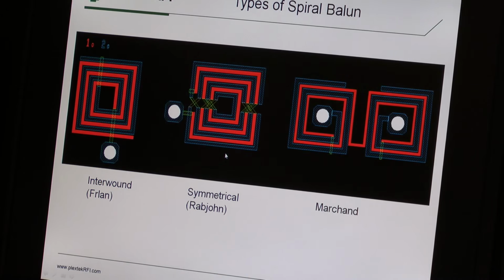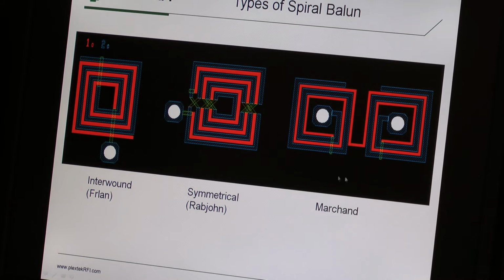Rabjohn came up with this symmetrical version, which is totally symmetrical about this axis. Again, the primary is shown in red, so here's our input, here's our other input terminal to ground, and here are our two differential outputs from the secondary.